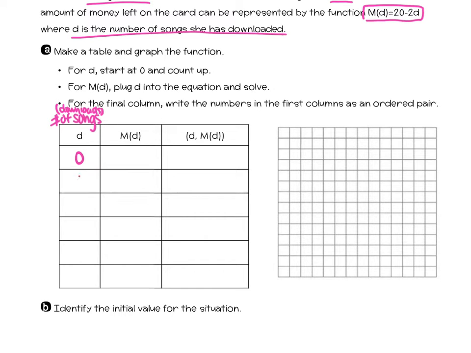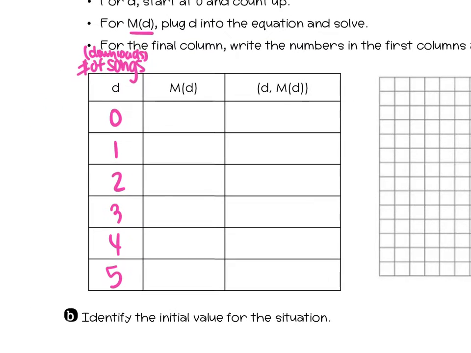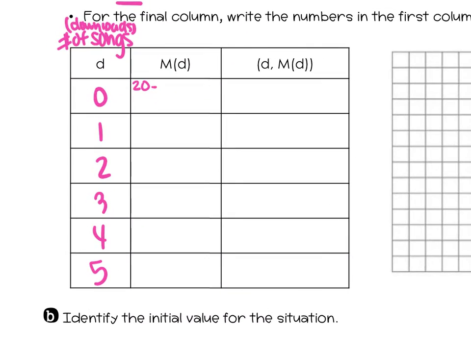So 1 and count up: 1, 2, 3, 4, 5. For this column, we pronounce this M of D. Plug D into the equation and solve. So this equation here is the one that they gave us. For each one, I don't have a lot of space here, but I'll try to write it in. So it's 20 minus 2D. That's showing us, okay, $20 is her starting point, and then you're subtracting the $2 per download, or per song.